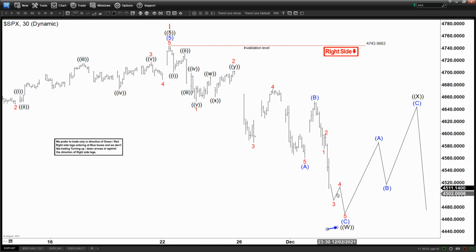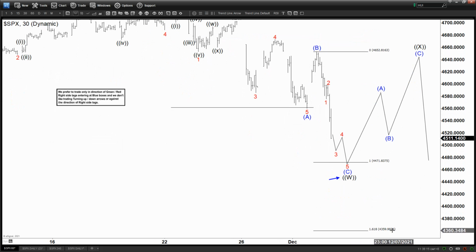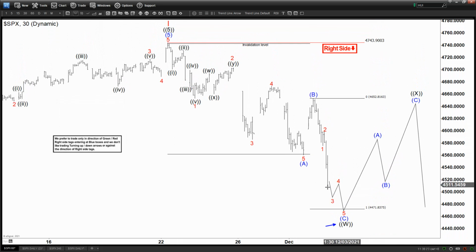Now, the short-term target on the downside can be measured this way. If you measure ABC equal leg, then we should be looking for minimum 44.71 all the way to 43.59. So that is in the shorter cycle. The expectation is for the downside for now, minimum 44.71.